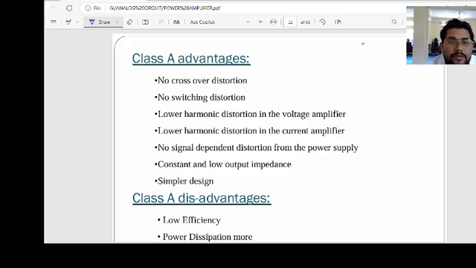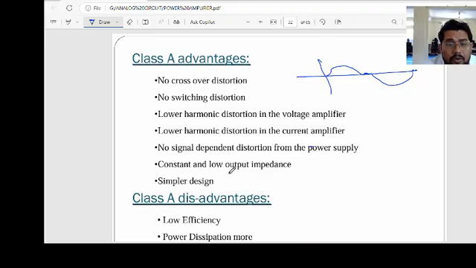No crossover distortion, in class A amplifier, suppose it looks like this. This is called the crossover. This region is called crossover distortion. Here there is no such type of problem in class A amplifier. No switching distortion is there. There is lower harmonic distortion in voltage and current, and lower distortion from the power supply.